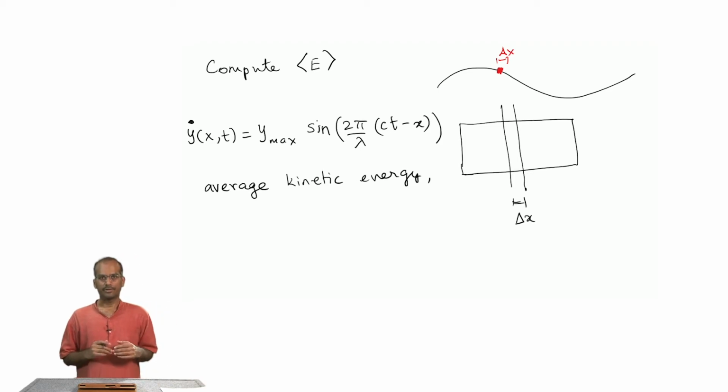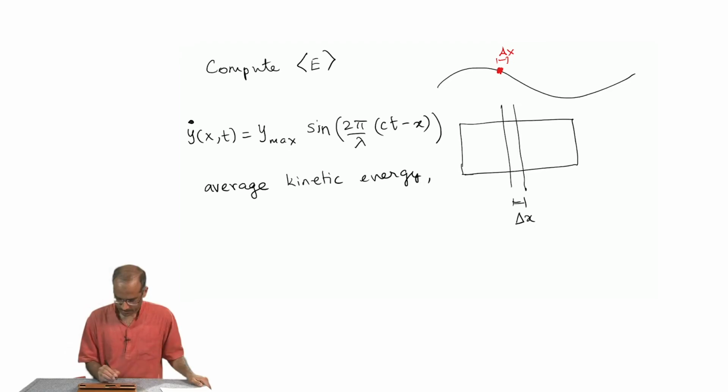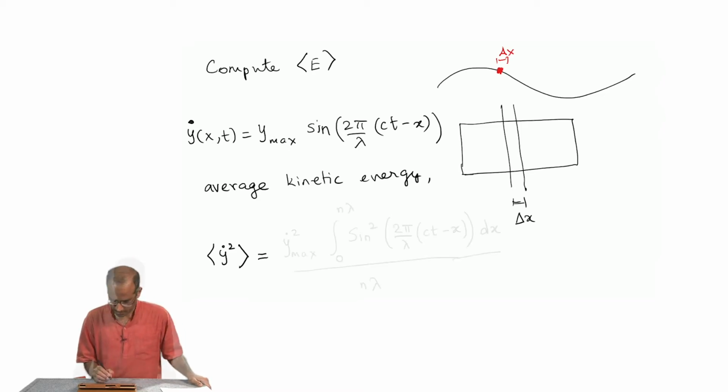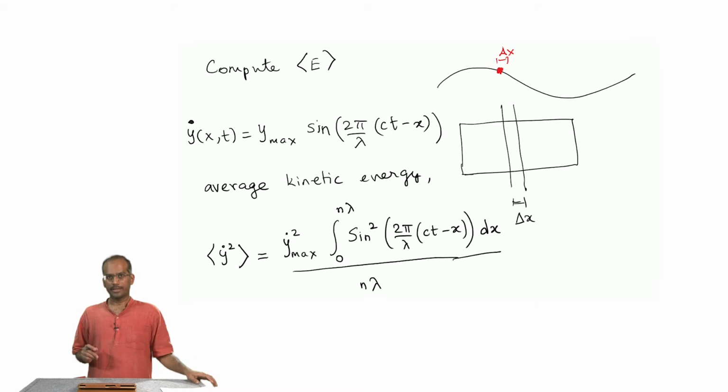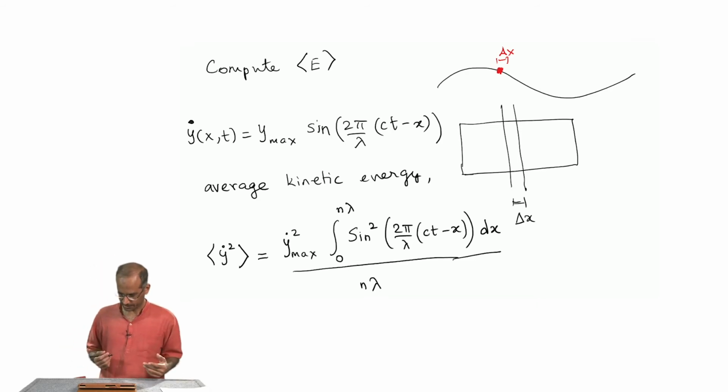Now, I want to calculate the mean kinetic energy. I mean that it is averaged over one or over several wavelengths. The average of y dot square will give me the following relation. So, what I have done is to write the expression for y dot square over a small strip delta x. n is the number of wavelengths over which I am adding these small strips, and then I divide by the total length, which will be n times lambda. So, lambda is one wavelength here.